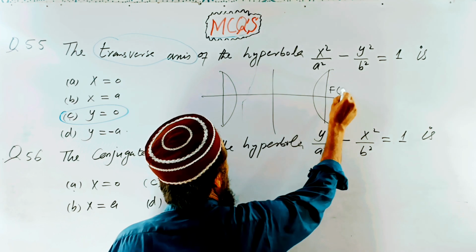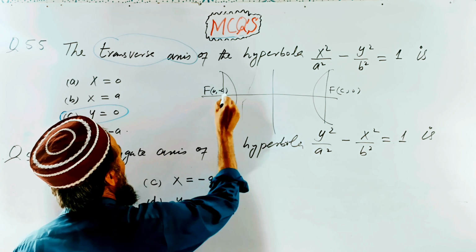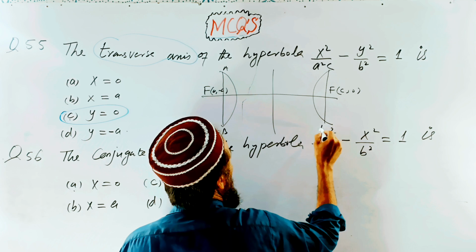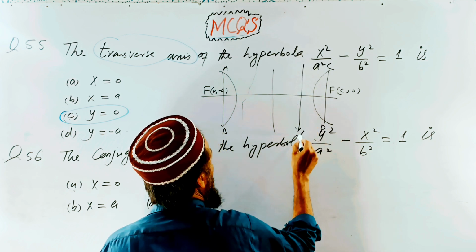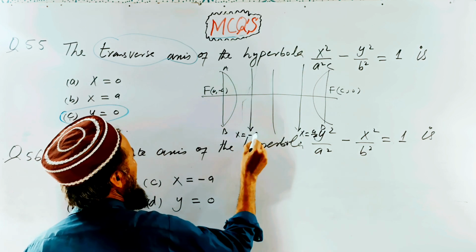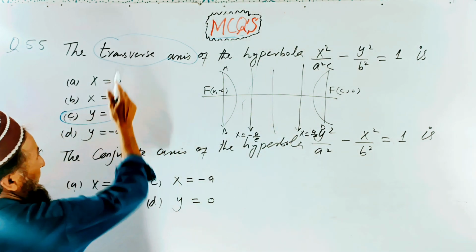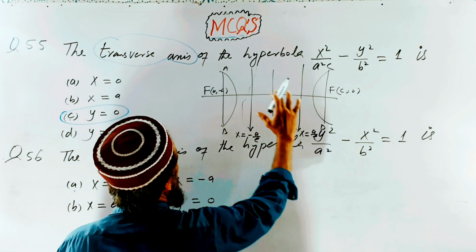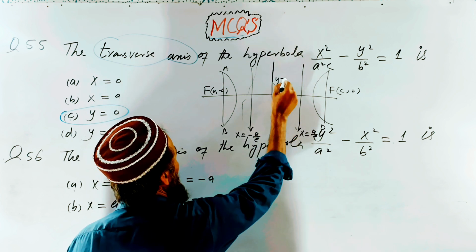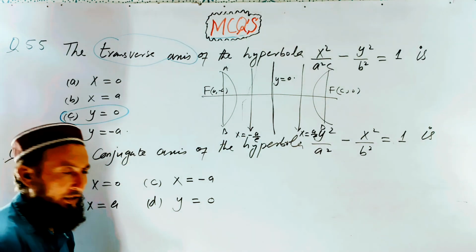These are the foci, and the foci are (c, 0) and (minus c, 0). A and B are the vertices, and here C and D. Here the directrix line is x is equal to a divided by e, and here the directrix line is x is equal to minus a divided by e. So these are the vertices. Now the transverse axis means these points, so we put the y value as 0. So here C is the correct option.